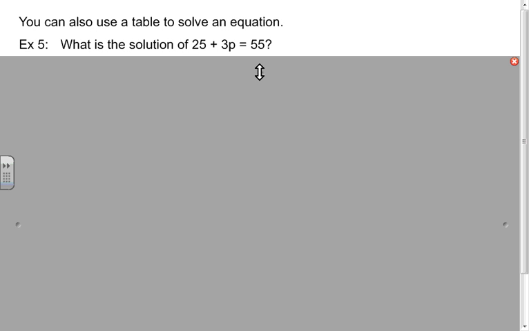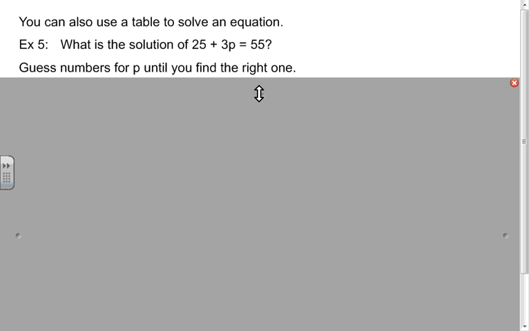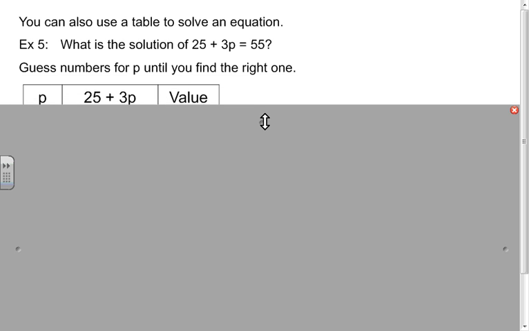What is the solution of 25 plus 3p equals 55? Now, I know that some of you are probably able to look at it and figure out what the answer is, but I want you to go through the steps anyway, because they start off with an easy problem to show you the steps, and then they're going to give you harder problems later on that you won't be able to do in your head. All you're going to do here is guess different numbers for p until you find the right one that works. Okay? So I'm going to set up a little table here.